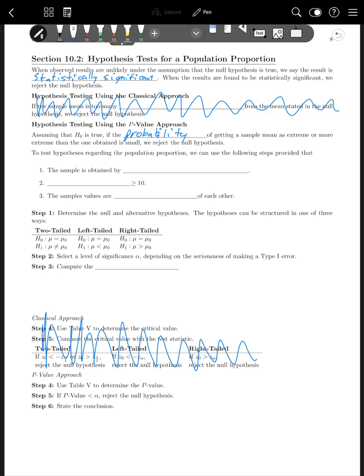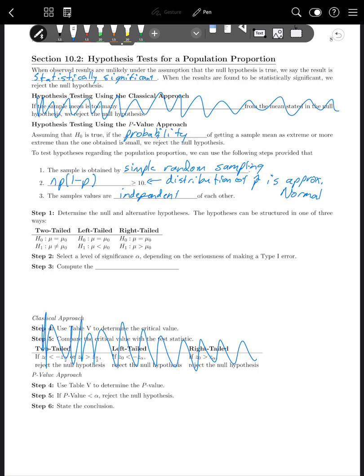So to do a hypothesis test regarding the population proportion, we can use the following steps provided that these things are true. The sample is obtained by simple random sampling. N times p times 1 minus p is greater than or equal to 10. Remember, if this is the case, then the distribution of p hat is approximately normal. We learned about that in chapter 8 and then used it in chapter 9 as well. And the samples have to be independent of each other.